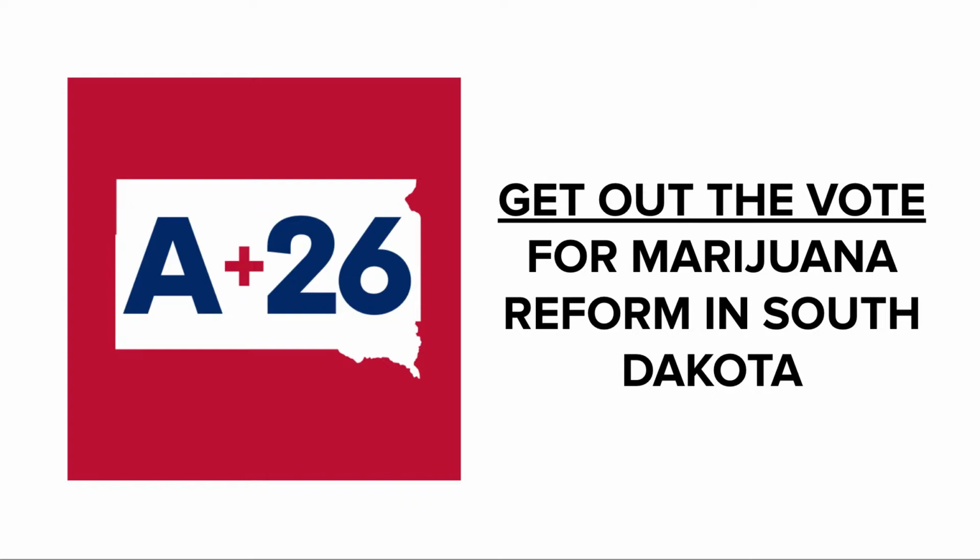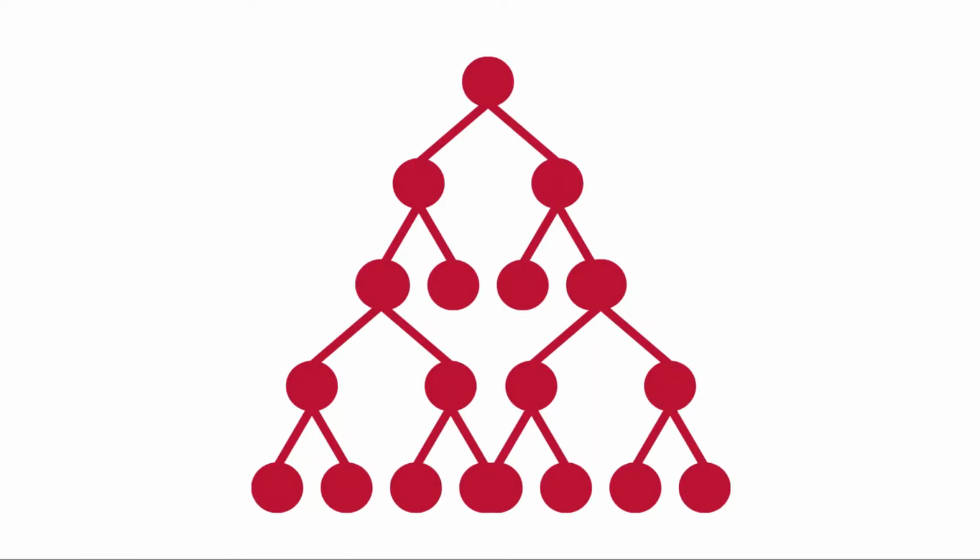South Dakota has some of the harshest marijuana laws in the country, but we have the power to change that in just a few days. Election day is around the corner, and the way we win is by turning out the vote for Amendment A and Measure 26. In this video, I'm going to show you how our campaign plans to turn out the vote for marijuana reform in South Dakota.